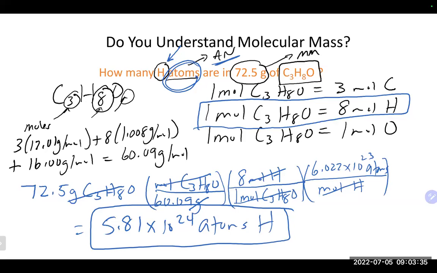Any questions on any part of that calculation? So once again, you can be asked about a specific element within a formula. You could actually use the formula as a conversion factor to allow you to go from the whole thing to each individual component. You obviously could do a similar calculation for carbon, oxygen along the way as well. Any questions on that there?